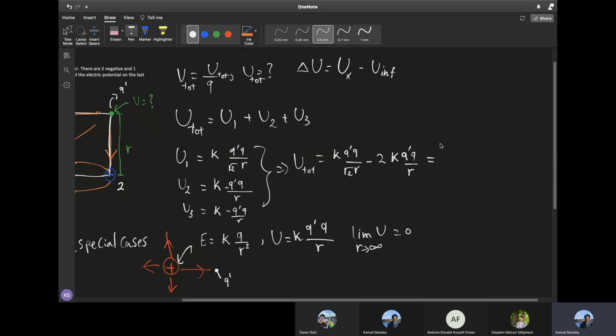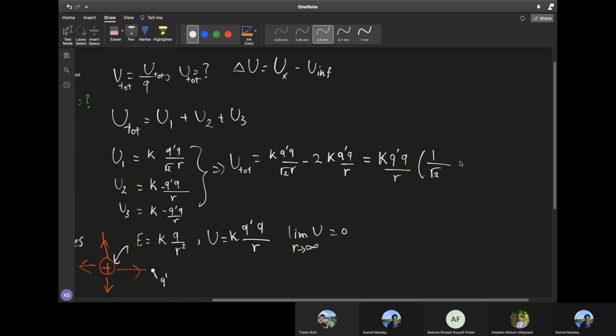We can then just take the k, q prime, and q over r outside. So we have k as a common factor over r. That would then equal 1 over root 2 minus 2. Is that right? Yep, because you just grouped them all to be multiplied together instead of adding, right? Yes, indeed. So now from this, how can we get the potential?